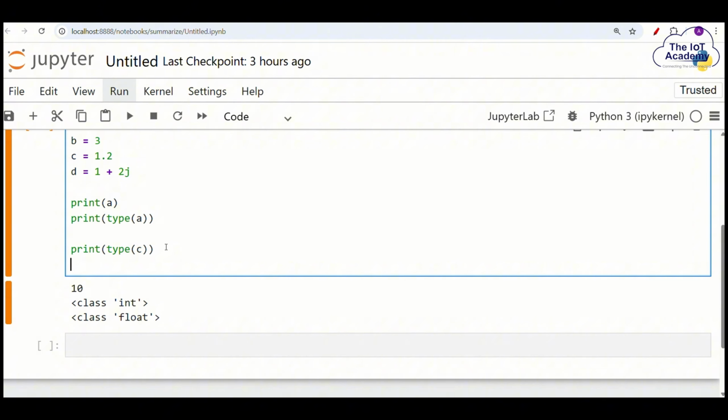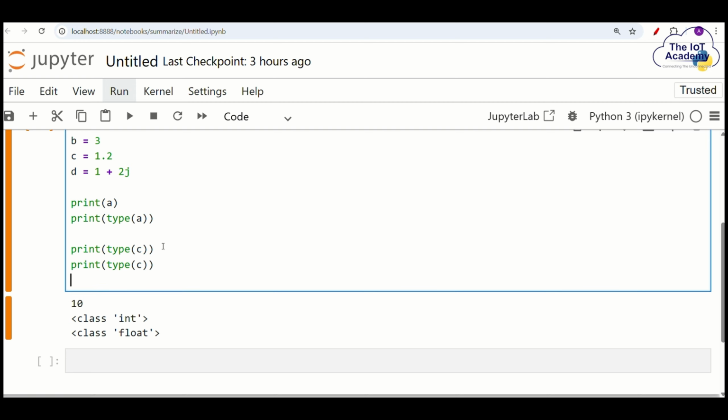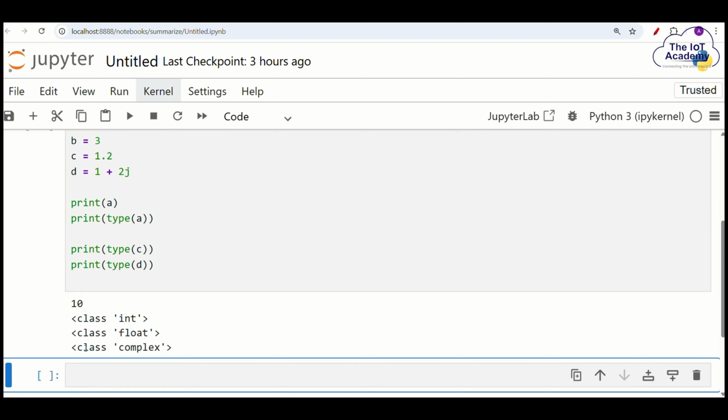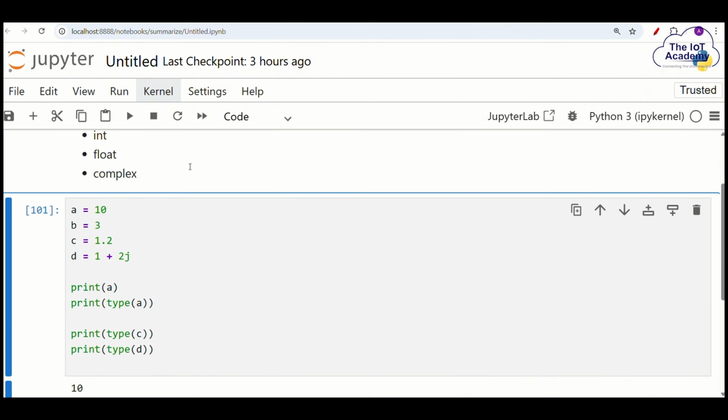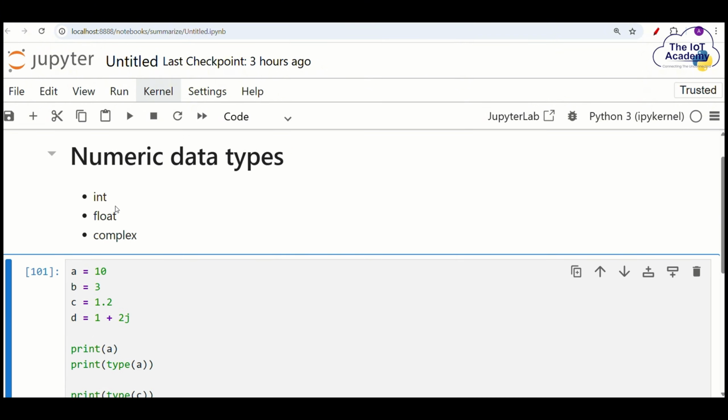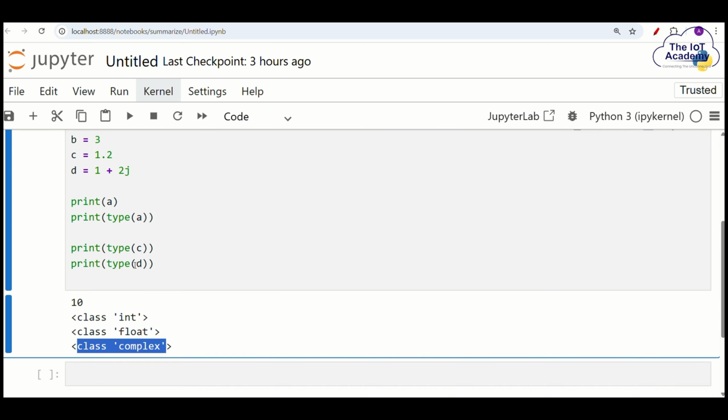So if you print the type of this variable, it's going to show you complex. If you don't believe me, run the cell, and that's going to show you the class complex. So these are three different numeric data types: integer, float, and complex.